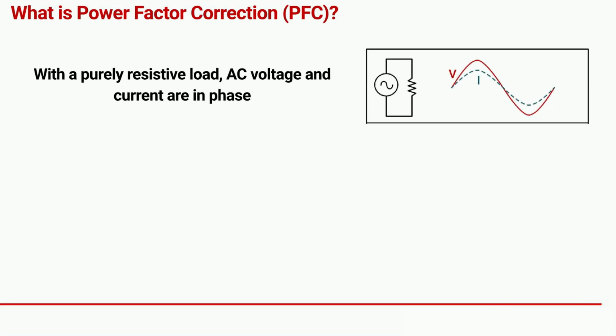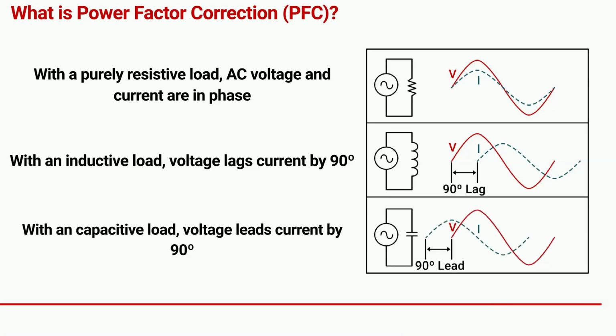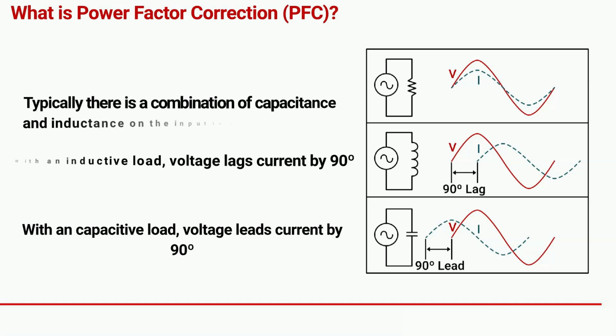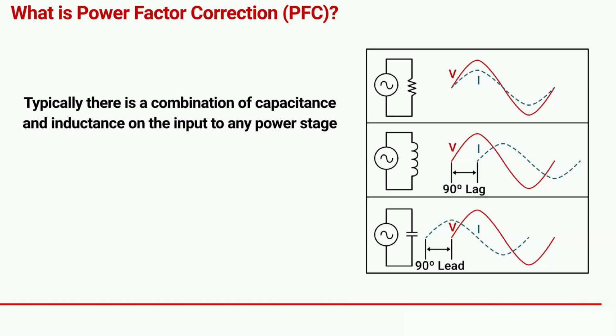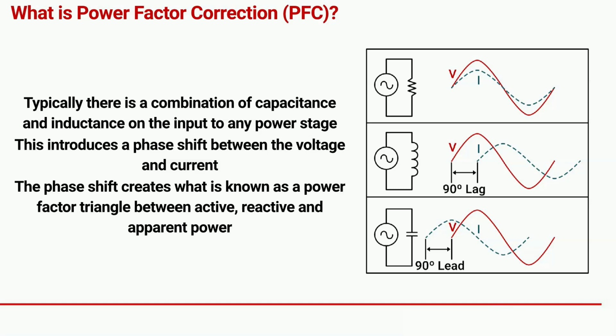If the load is purely resistive, voltage and current are in phase. If the load is inductive, the voltage will lag the current by a 90-degree phase angle. When you have a capacitive load, the voltage leads the current by a 90-degree phase angle. Almost any power stage is going to have a combination of capacitance and inductance, which will introduce a phase angle between the voltage and current. The phase shift creates what is called the power factor triangle between active, reactive, and apparent power.